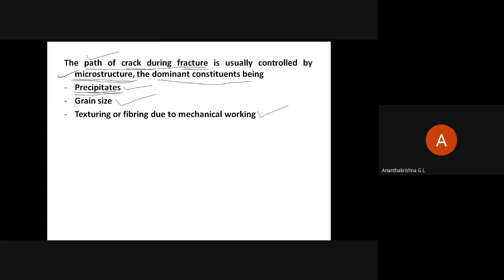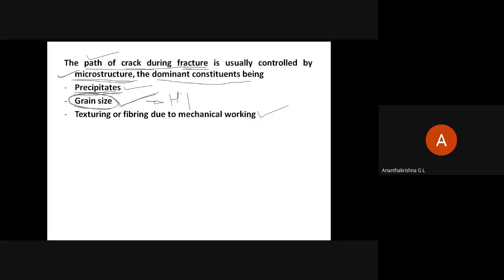Then the second one is the grain size. If you have uniform grain size, then the material will have greater toughness. To obtain uniform grain size, they do one operation or process. What is that process called? It is heat treatment. So by heat treating the components, one can get uniform grain size. Why do we need to have uniform grain size? This is the reason, because that will control the path of crack during fracture. Is that okay? Could you understand what we are dealing with?